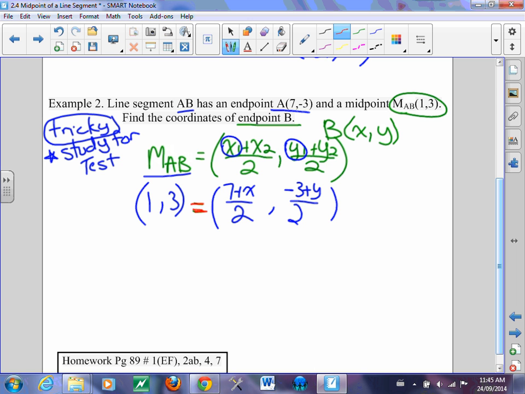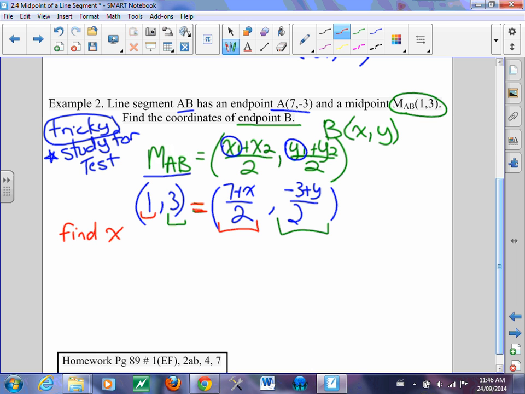So if the x coordinate on the left is 1, that means that the expression for the x coordinate on the right side has to equal 1. Likewise, the y coordinate on the left is 3, which means the expression for the y coordinate on the right also has to equal 3. So we're going to solve these separately. So first thing we're going to do is find x.